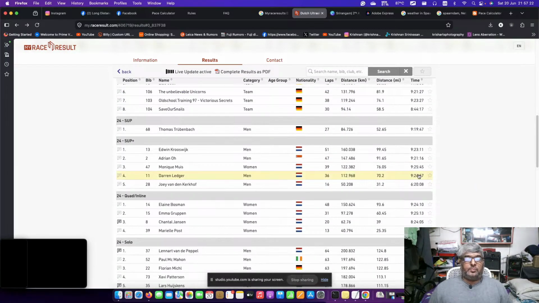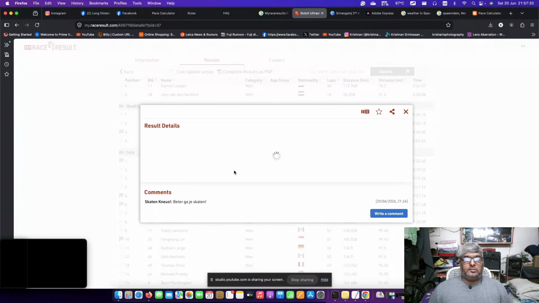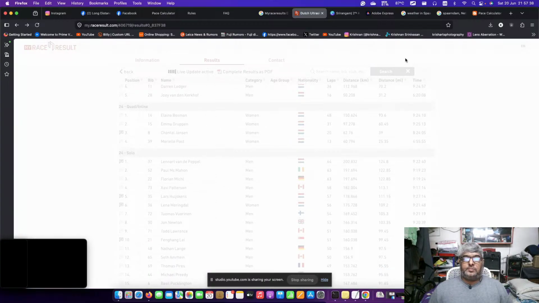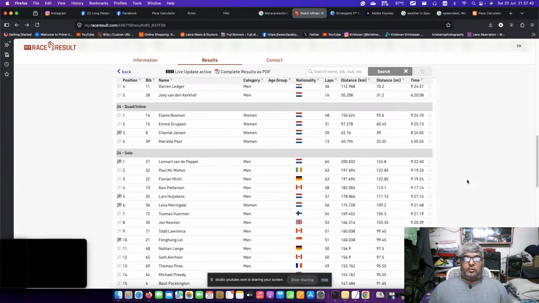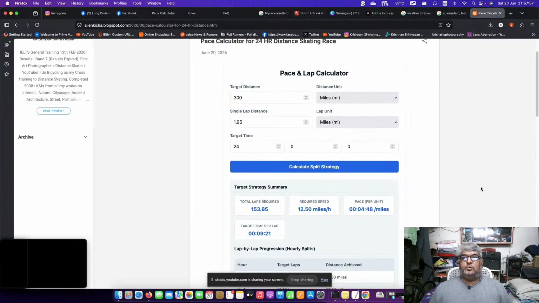Suppose Mr. Leonard, congrats to Leonard Van de Peppel, sir, on completing 200 kilometers. We'll come to this later. But suppose Leonard Van de Peppel is riding at 9 minutes per lap. With an elapsed time of 9 hours and 22 minutes, how much distance he will possibly cover? That prediction is given on the Miami results race page. But I didn't do that kind of calculation. This is for you to use before you plan for the event.